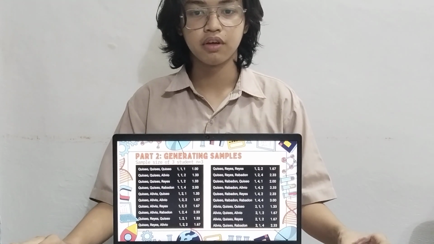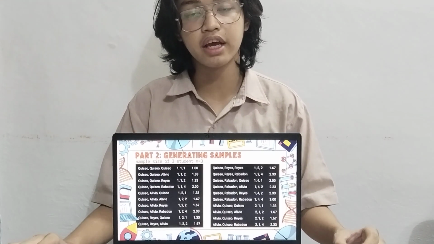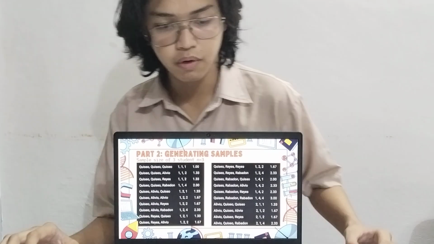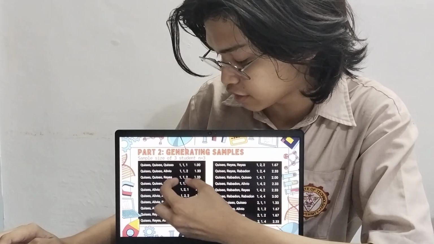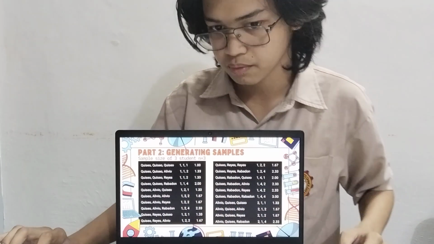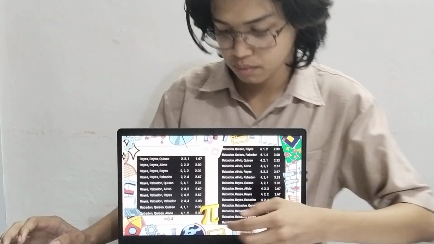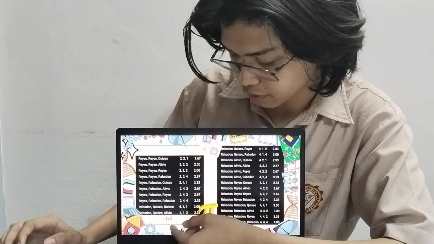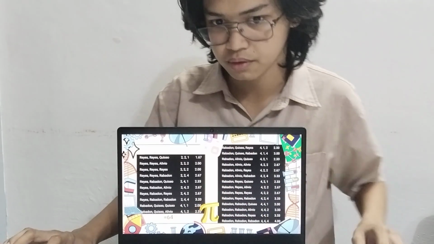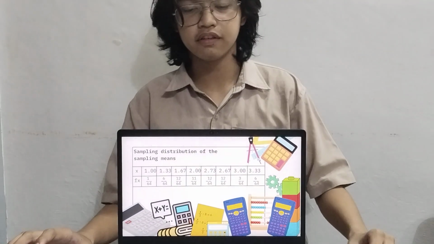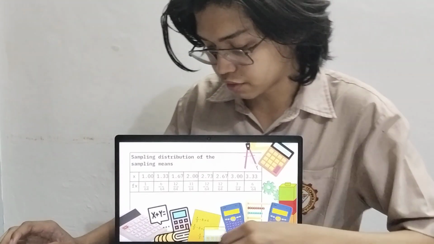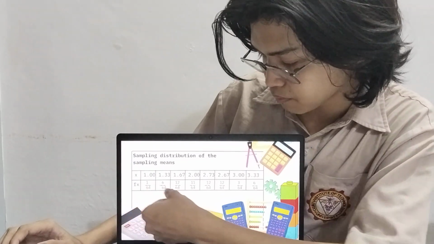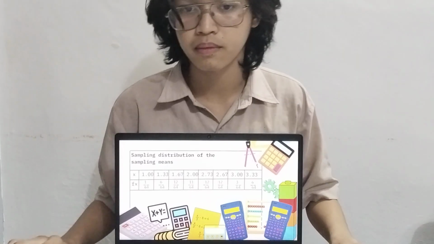Generating samples. Sample size of 3 students, n equals 3. We followed your instructions, Ma'am Panto, and arranged them in ascending order. As you can see, our mean is 64. This is our sampling distribution of the sample means. This came as a result of our table. This is our histogram.